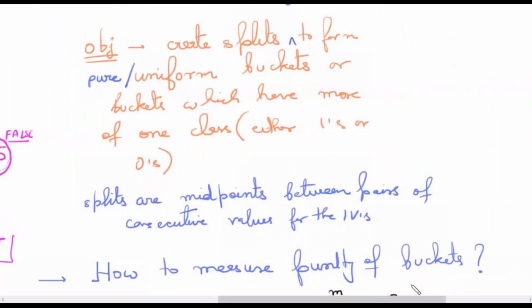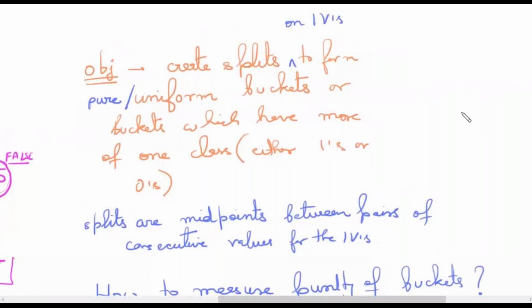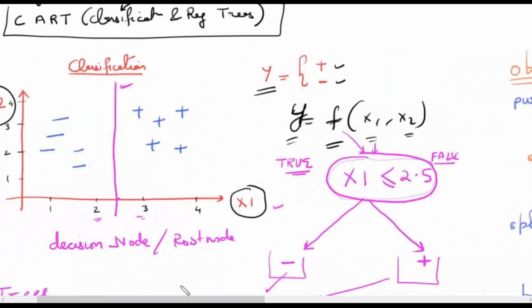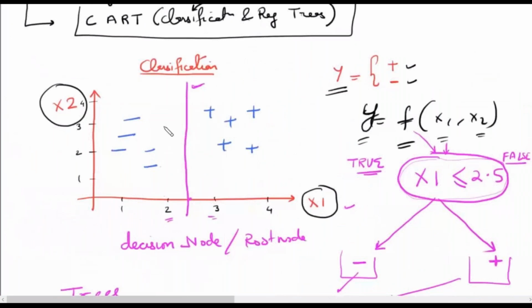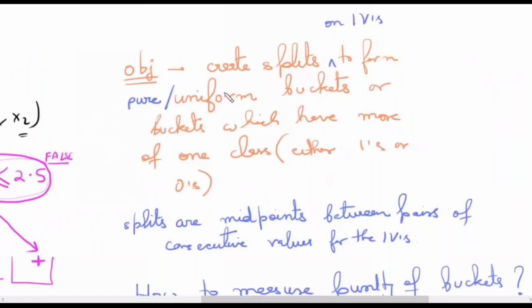Let us define the theory behind the decision tree, and then we will look at the maths that happens at the back end. So what is the objective of a decision tree? The objective is to create splits on independent variables. Remember, we were splitting the independent variable, not the dependent variable. So the splits were being made in the independent variable space. In the previous example, we split on x1 and x2, not on y, which is our plus and minus. The separation of plus and minus is the result of the split, but the splits are actually being made on the independent variables, to form pure or homogeneous buckets.